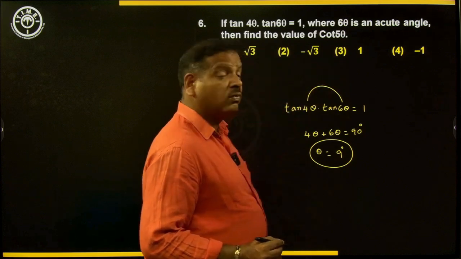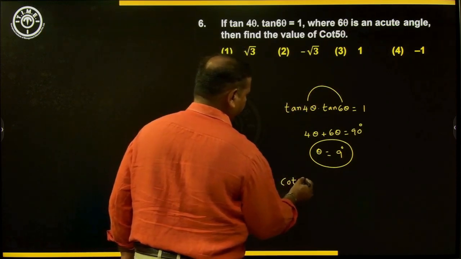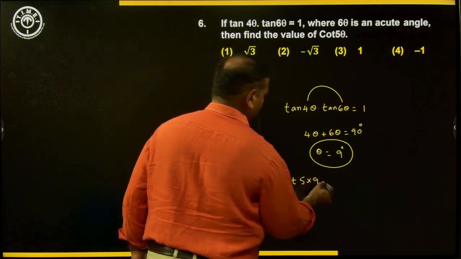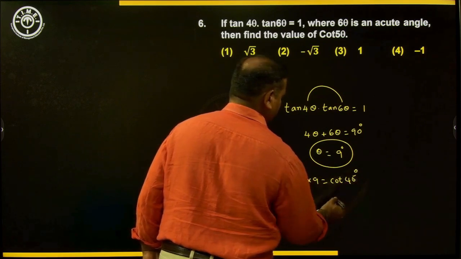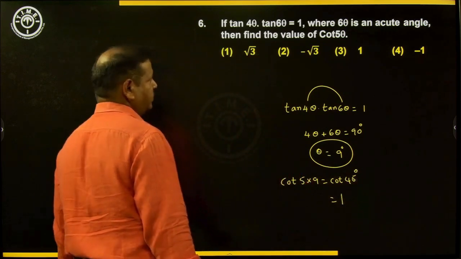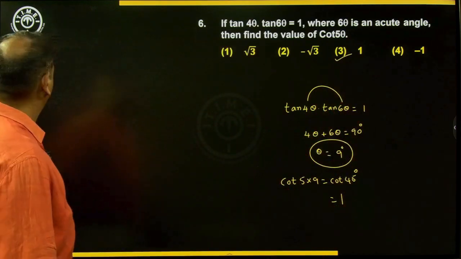But what is the question now? Find the value of cot 5 theta. Cot 5 theta is 5 into 9, which is cot 45 degrees. What is cot 45 degrees? The answer is 1. So that is the third option. Cot 45 is 1.